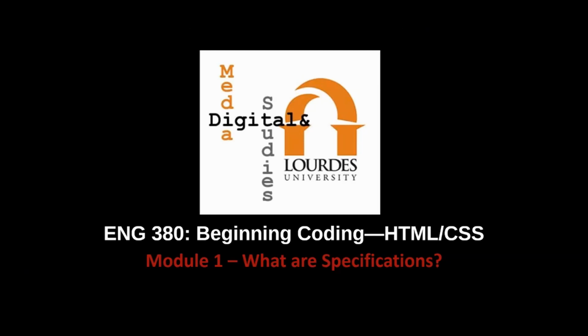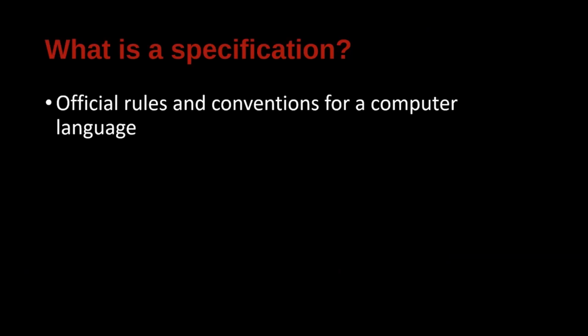In this video, we're going to talk about what a specification is and how to use it. Obvious question, what's a specification? Well, it's basically the official rules and conventions for a computer language. Every computer language has a specification.